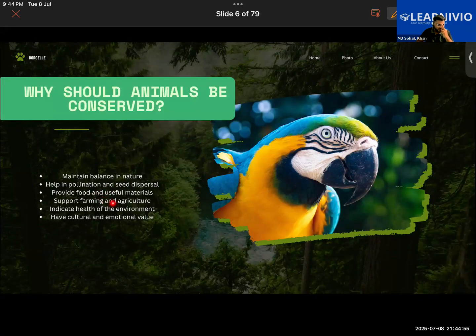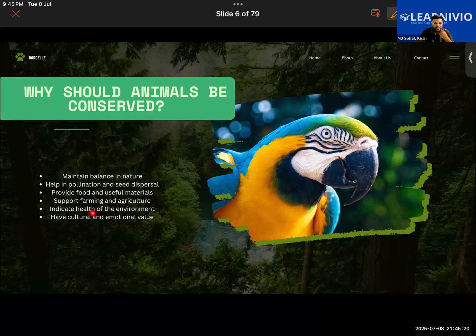Like back in the earlier days when we did not have modern equipment, the bullocks were used to do what? What were the bullocks used for? To carry the goods, good, and also they were used for loosening the soil, plowing the soil. Getting it?